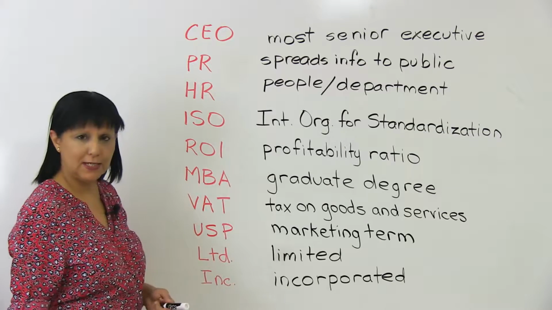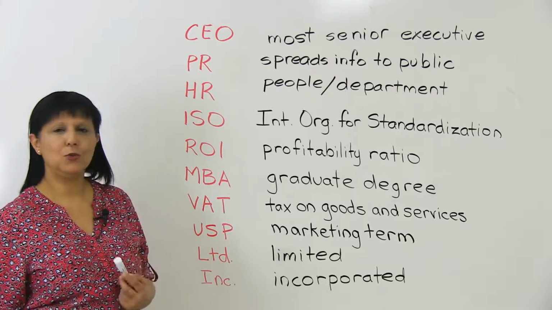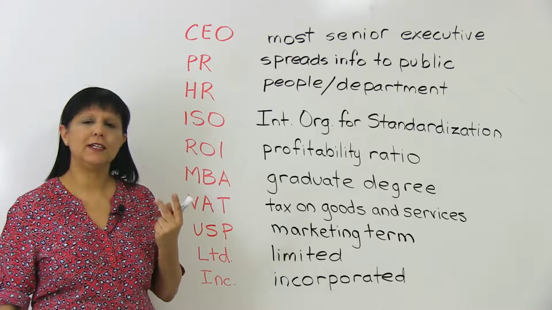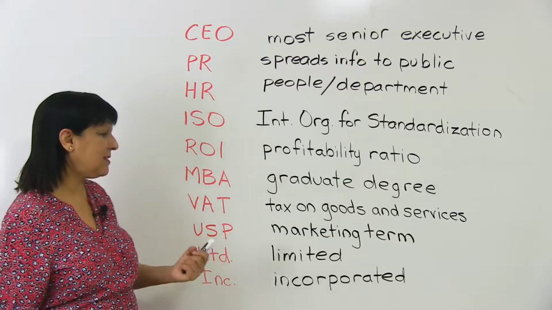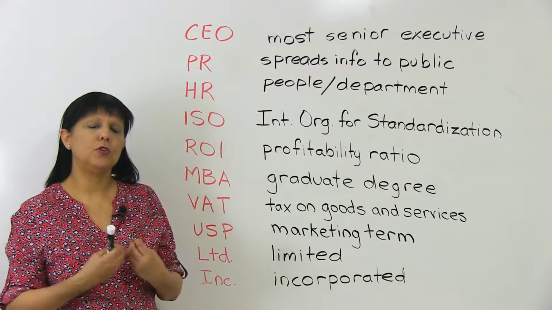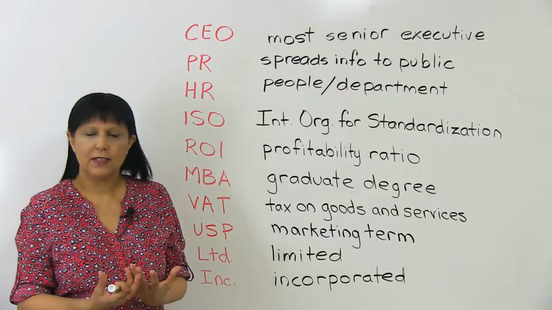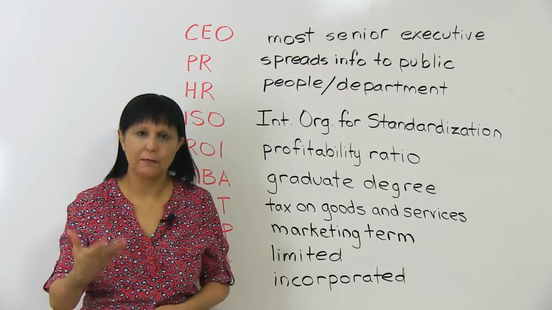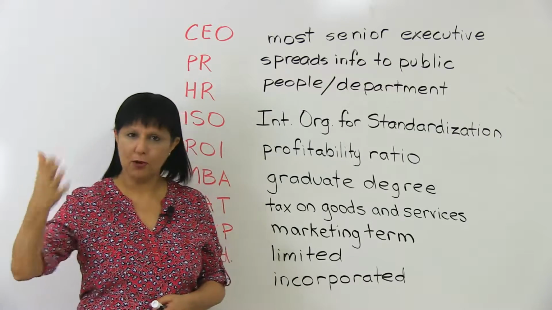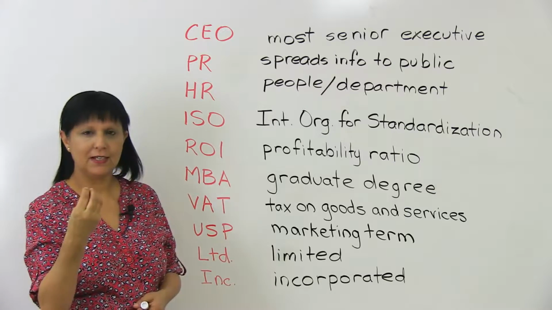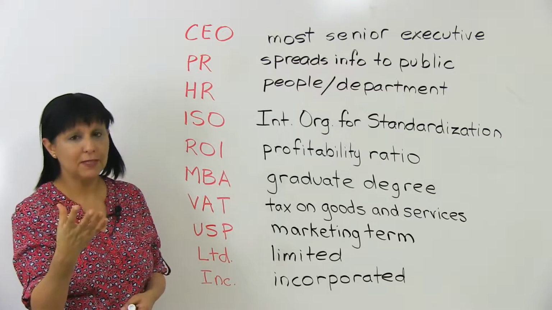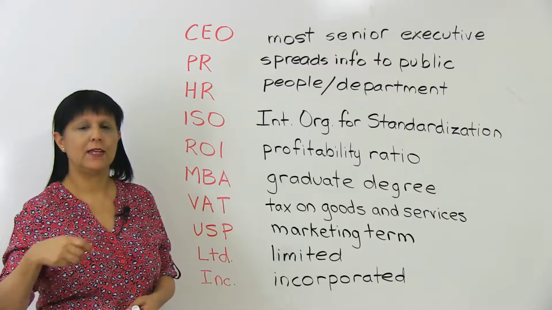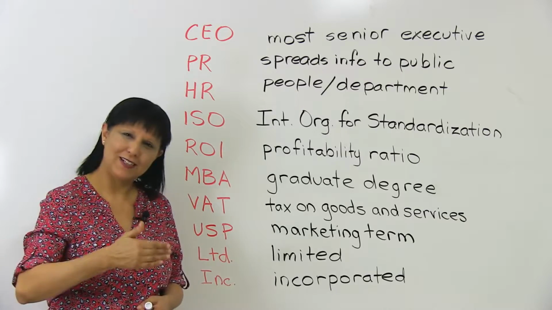All right, USP. So what's USP? USP stands for unique selling point or unique selling proposition. And that's a term from the field of marketing. So your USP, if you're selling a product, then it has to have a USP. It has to have something special about it that will make people want to buy your product. And that special thing, that special quality, that special something is your USP, your unique selling proposition that makes people choose your product over another product.